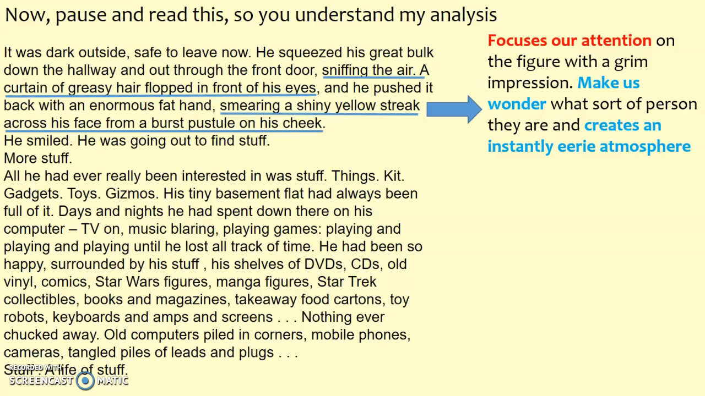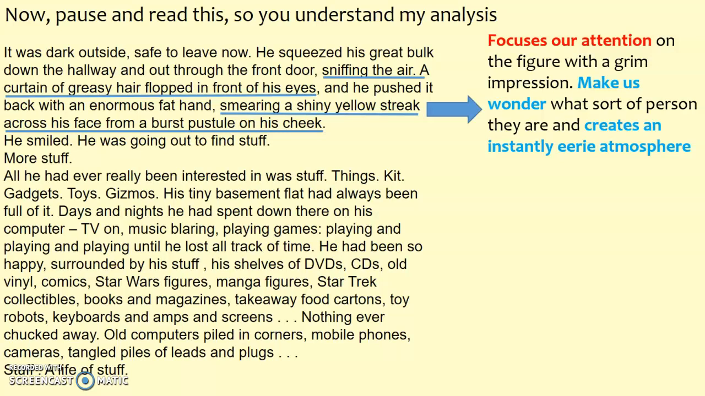So like this first paragraph from this extract then, the writer is focusing our attention on this figure. We don't know who they are, but it gives us a really grim impression. He sounds horrible. And as I've put there in blue, the blue is the effect here. So it makes us wonder what sort of a person they are, and it creates an instantly eerie atmosphere. It also maybe makes us wonder if they are going to be a danger to other people perhaps, or quite what they're doing in this world. Those questions are all the effect of that opening paragraph.